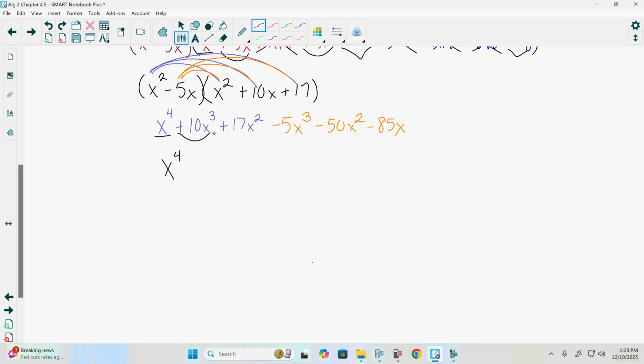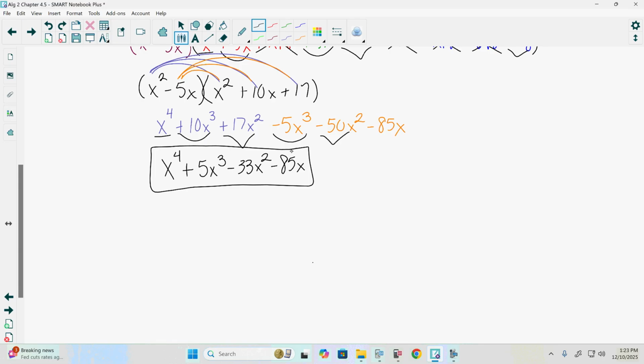And lastly, we're going to combine like terms. x to the 4th does not have any like terms. 10x cubed and negative 5x cubed are like terms, and they'll simplify to positive 5x cubed. 17x squared minus 50x squared would be negative 33x squared. And 85x does not have any like terms. So our polynomial is x to the 4th plus 5x cubed minus 33x squared minus 85x would be the solution for this here.